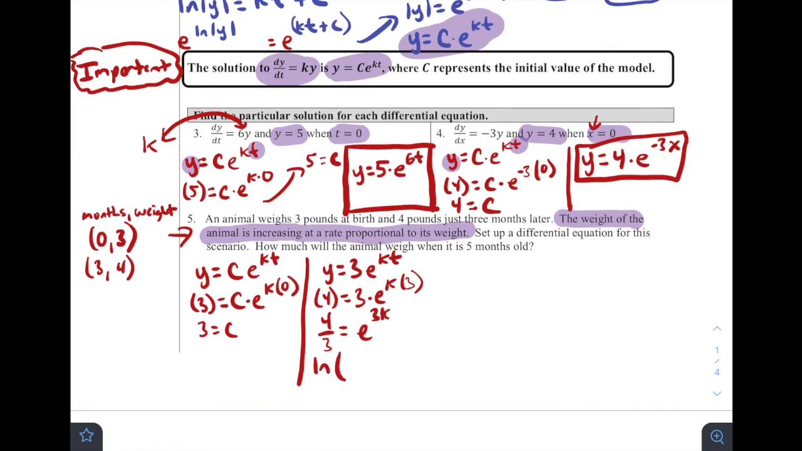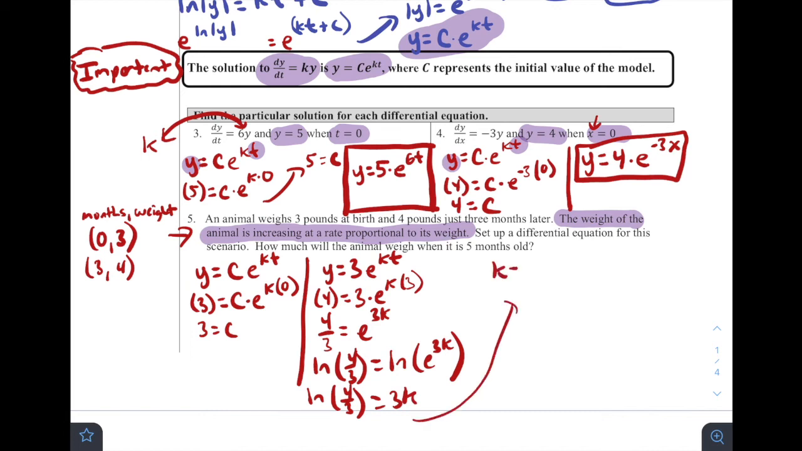So the natural log of 4/3 is equal to the natural log of e to the 3k. Because these are inverses, the natural log and the e are going to cancel, which means that the natural log of 4/3 is going to equal 3k. And if we divide by 3, we get that k is equal to ln of 4/3 divided by 3.